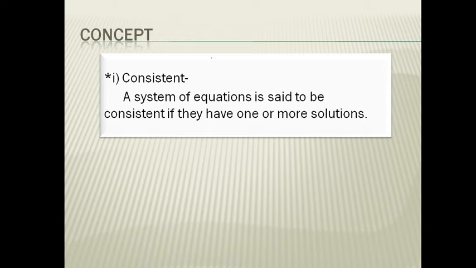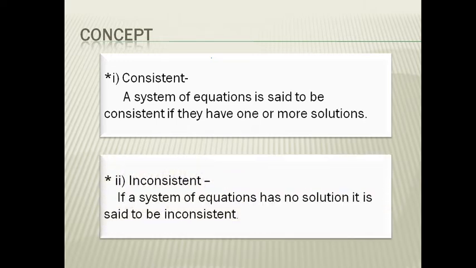Consistent. A system of equations is said to be consistent if it has one or more solutions. That means unique or infinite number of solutions. Inconsistent. If a system of equations has no solution, it is said to be inconsistent.